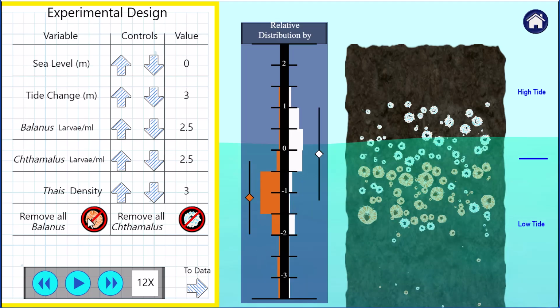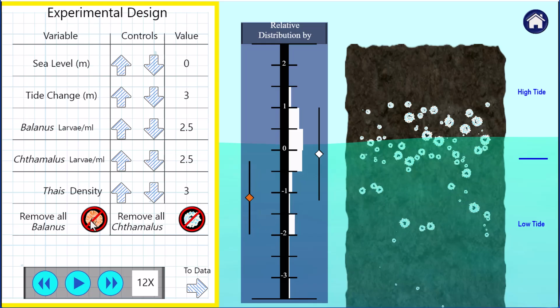When you want to remove one of these, let's say we're going to do a removal of Balanus. If I remove them, the other thing I have to do is come up here and put the larva down to 0. Because if I don't, they're just going to creep back in there. So if I truly want to remove all of them, I have to remove them, but I also have to put that down to 0.